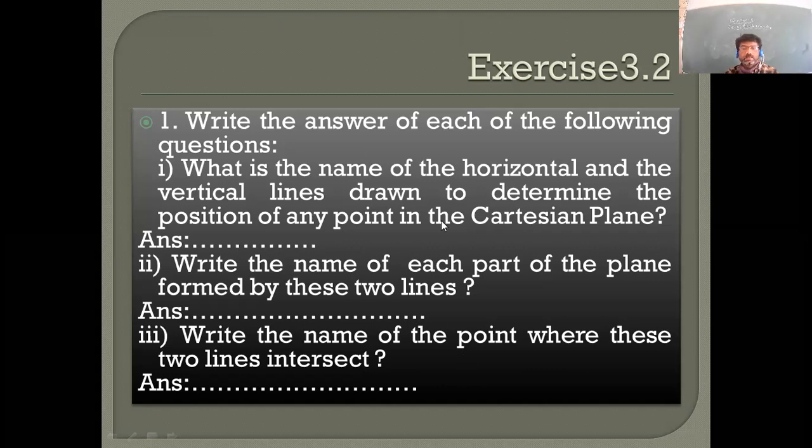Write the name of the point where these two lines intersect. X-axis and y-axis intersect at a point. What is the name of that point? The name is origin. You are right.